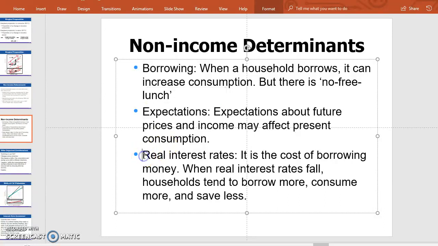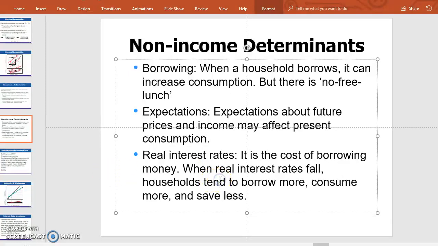Then the next determinant of consumption is what? Real interest rates, right? Real interest rates. So it is the cost of borrowing money. So whenever we borrow money, we have to pay the principal and interest back, right? So interest rate is the cost of borrowing money. So when interest rate is low, cost of borrowing money is low, so people want to borrow more money and consume, right? So interest rate goes down, consumption will go up, and vice versa, right?